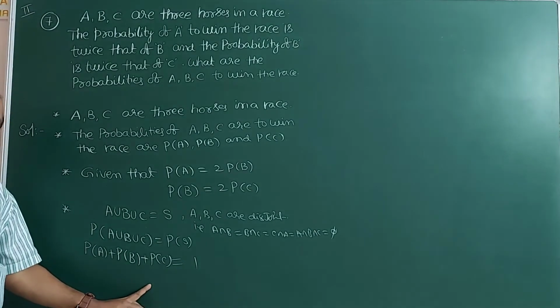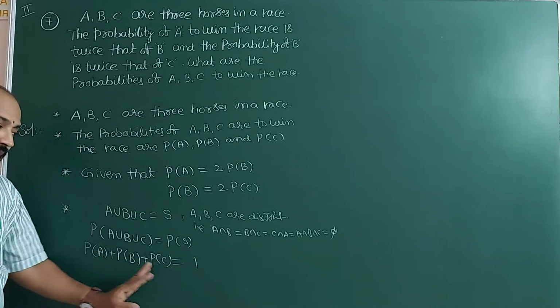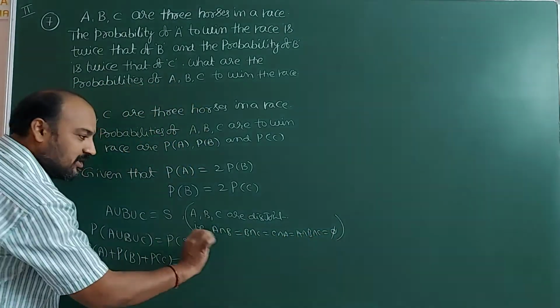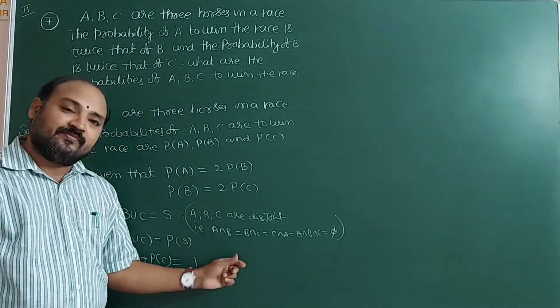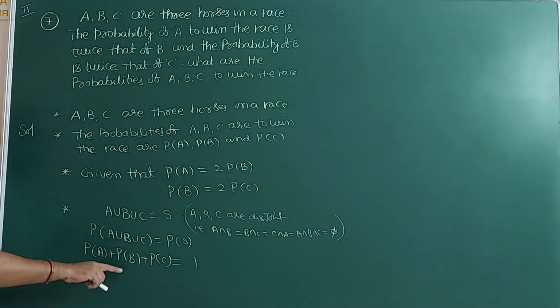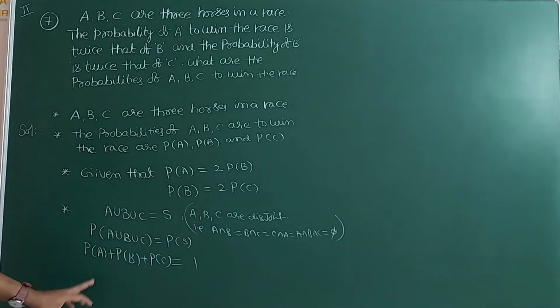In the addition theorem of probability for 3 events, it will come like this. These values go to be 0. This is for understanding purpose I am writing here, students. These are mutually exclusive and exhaustive events, that is the reason these values go to be 0. So it will come only P of A plus P of B plus P of C equal to 1. So what is P of A? 2 times of P of B.